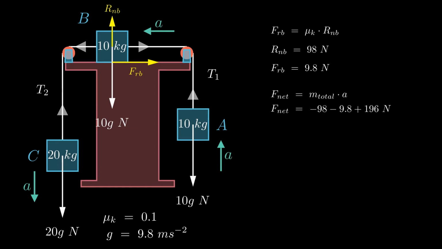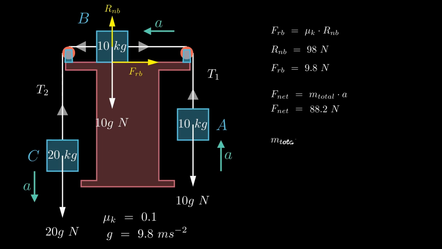With that, we can calculate the net force in the direction of acceleration. As mentioned earlier, the tensions in the ropes are not included in this expression. When we sum up all the forces, the tensions of the rope cancel out, leaving only the external forces. Ultimately, we can calculate the net force as 88.2 Newton.